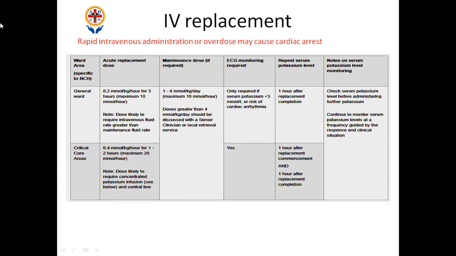Yeah. So in a critical area like an ICU setup, you can go at a maximum of 0.4 millimoles per kg per hour. So for 0.4 millimoles per kg per hour, how to write the prescription? You cannot tell the sister to give 0.4 millimoles per kg per hour. So say a 10 kg child, how are you going to do the prescription? For a 10 kg child to give 0.4 millimoles per kg per hour, how do you write it?